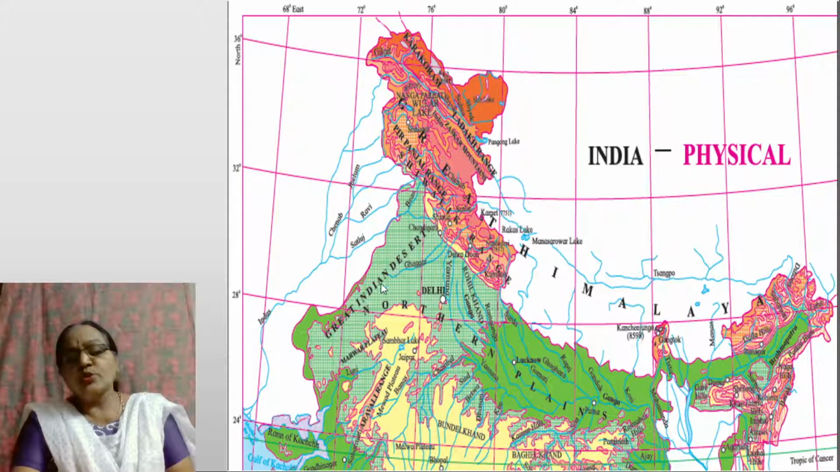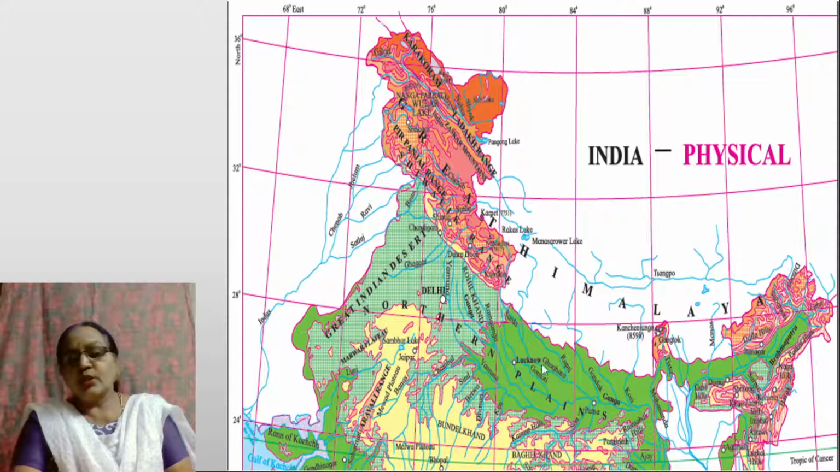Apart from this, we also have the Ganga and its tributaries. The Ganga rises in Gangotri Glacier, and as it flows down, okay, it comes to a foothill zone, and the river Ganga is met by many tributaries on the right bank as well as on the left bank.